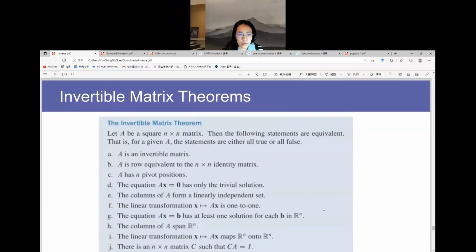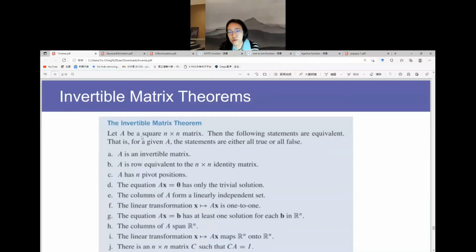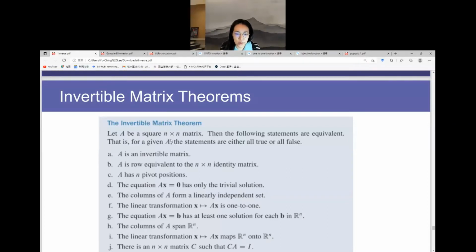Okay, and here's a summary which is called the invertible matrix theorem. When a matrix is invertible, invertible means that the inverse exists. So when you hear this term, it means that the inverse of a matrix may not exist, meaning there may not be an inverse matrix that can be written.